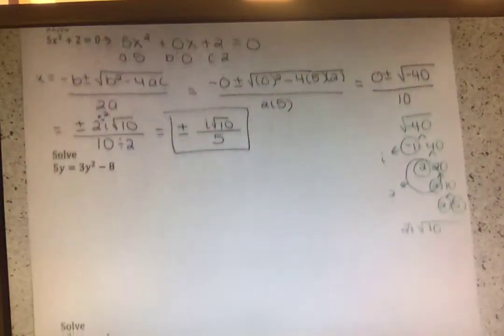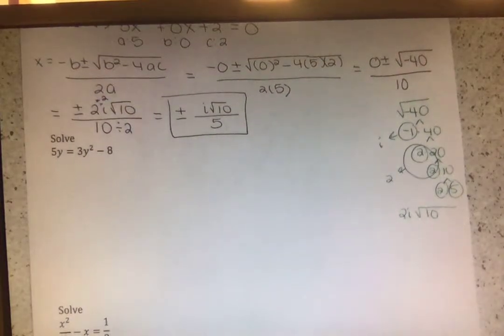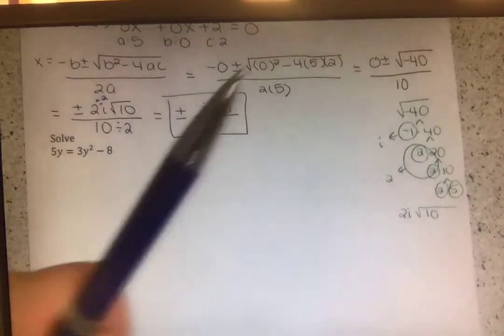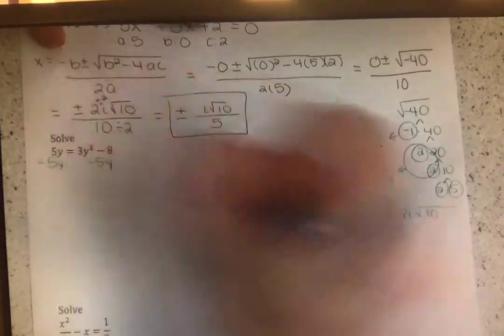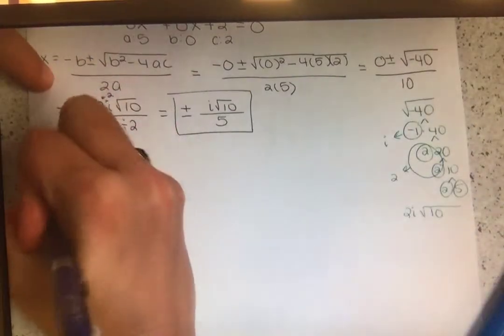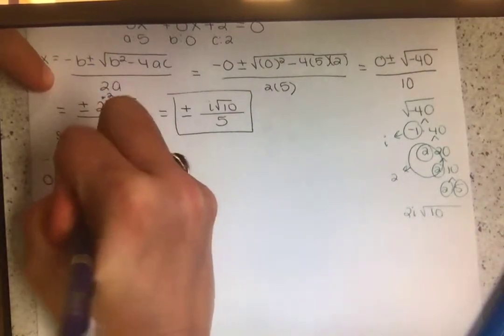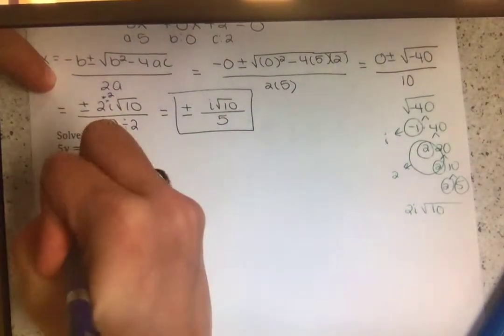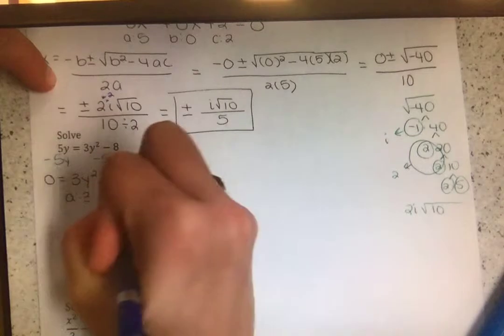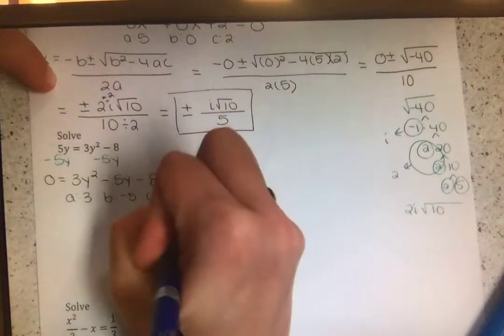Next example, 5y equals 3y squared minus 8. Trying to solve this, we have to put this in standard form first. So let's move the 5y over. We're going to subtract 5y from both sides. We're left with 0 equals 3y squared minus 5y minus 8. That tells me a is 3, b is negative 5, and c is negative 8.